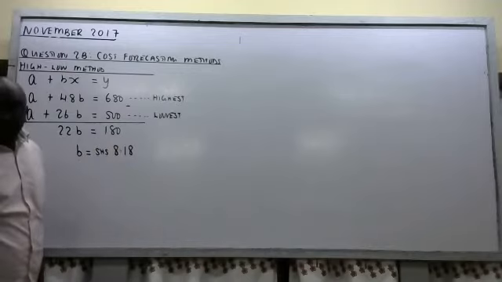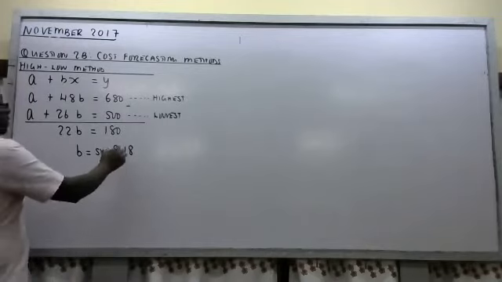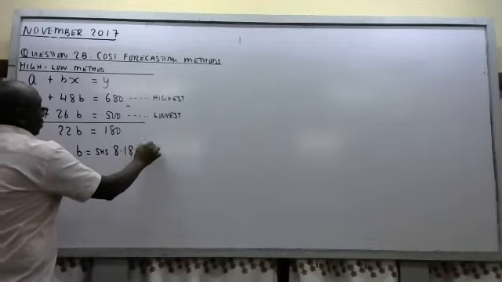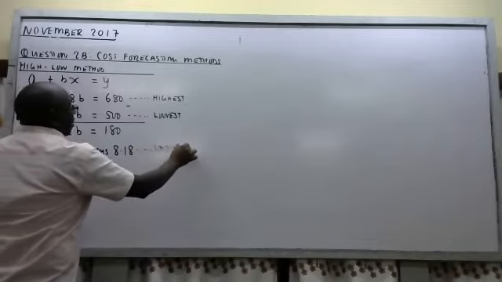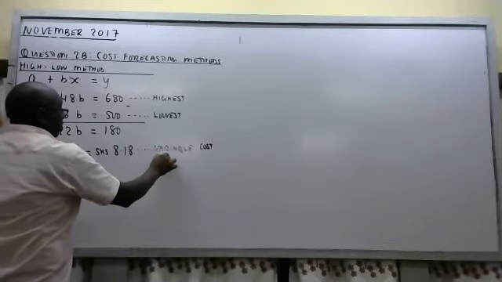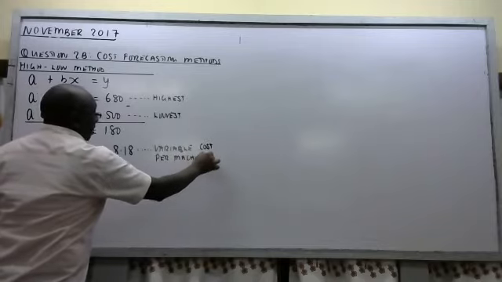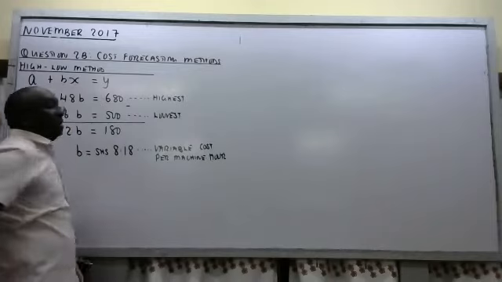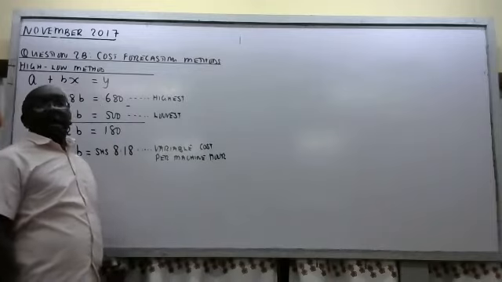We will not keep on, but we can label because it's not everywhere. They will label for you. And this one I told you is the variable cost per machine hour. It is very, very important, especially at this level, to be able to label these figures. That is the variable cost per machine hour.